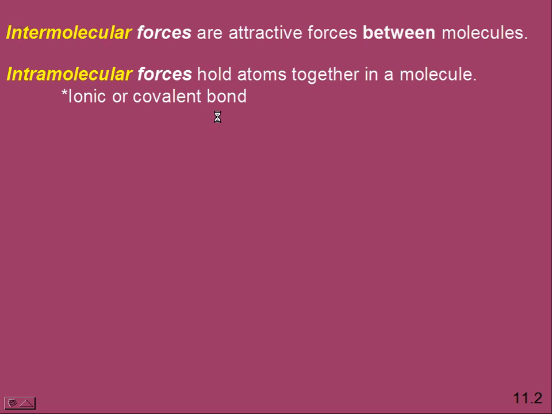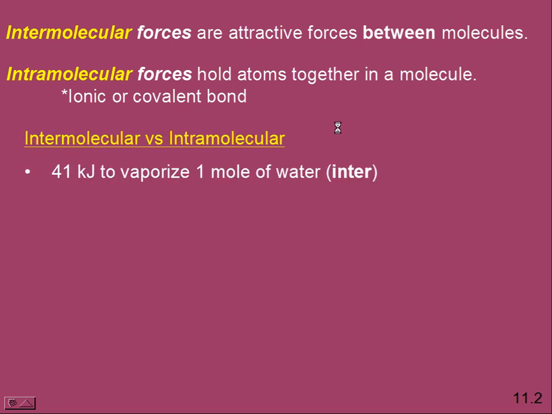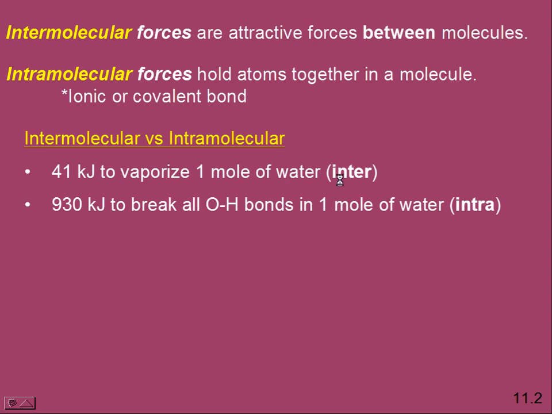Now we're going to go a little bit different forces here. Some of the things that we're going to be looking at are some comparisons, if you'll notice here. For water, the intermolecular force that holds one molecule to another water molecule in order to make it go from liquid to gas, or we call that vaporize, it takes 41 kilojoules. On the other hand, in order to break the hydrogen and oxygen bond that's inside that covalent bond, it takes 930 kilojoules of energy. So a lot more energy to break that intramolecular bond instead of the intermolecular force.